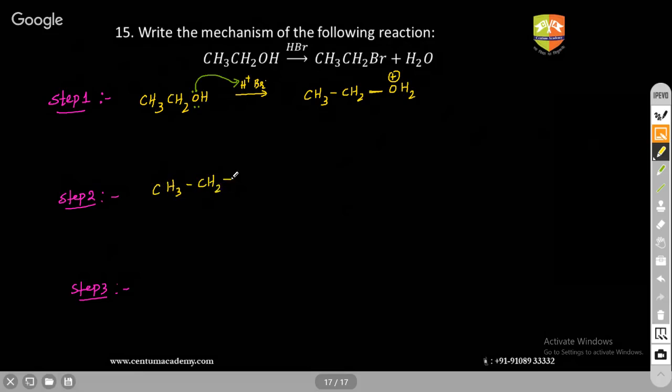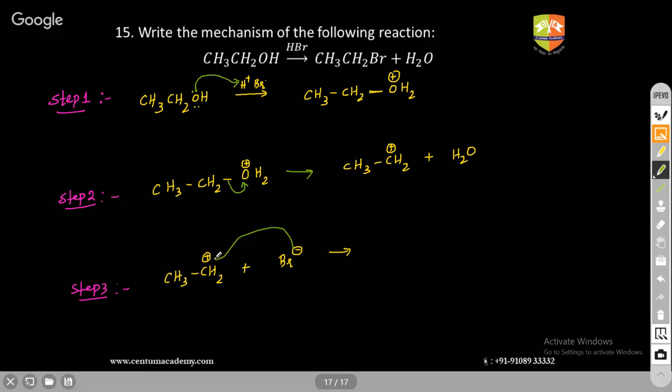Now next step, what happens? This CH3CH2OH2 plus, to stabilize the positive charge on this oxygen atom, will take this bond pair of electrons, and we get a carbocation here, which is CH3CH2 with a positive charge, and the H2O molecule will go out. Last step is what? This CH3CH2 positive, and then the nucleophile, Br minus, will attack onto this positive carbocation. There is no rearrangement possible here, and the product we get is CH3CH2Br. So this is the 3-step mechanism.